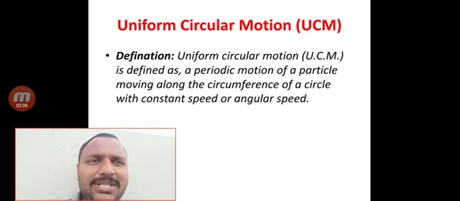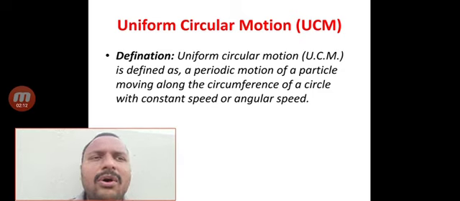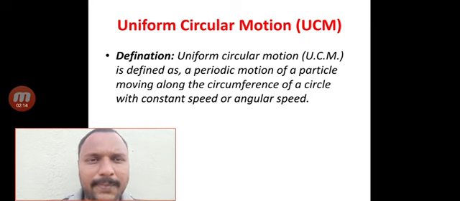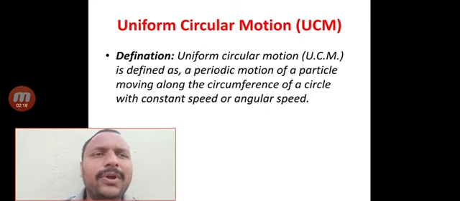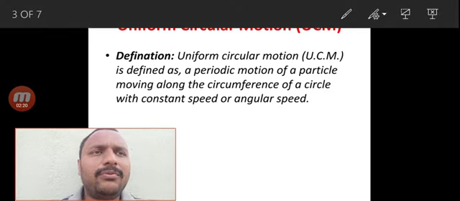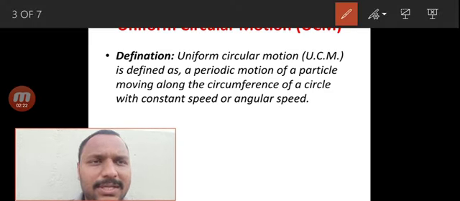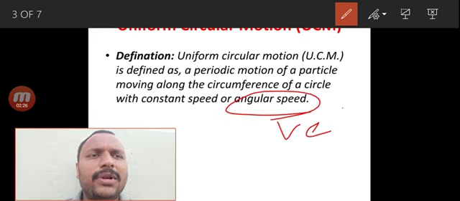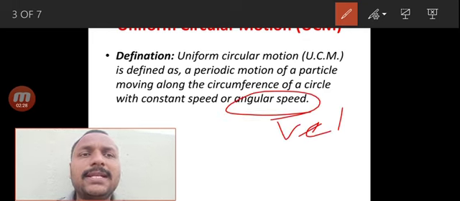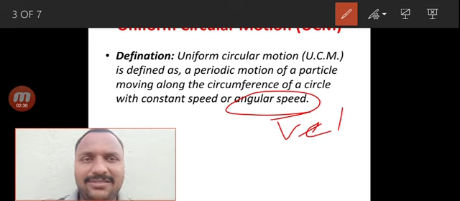Uniform circular motion is defined as a periodic motion of a particle moving along the circumference of a circle with constant speed, or we can say constant angular speed. We can also say constant angular velocity. Why do we say angular velocity? Instead of angular speed, we can also say angular velocity. But we cannot say linear velocity.